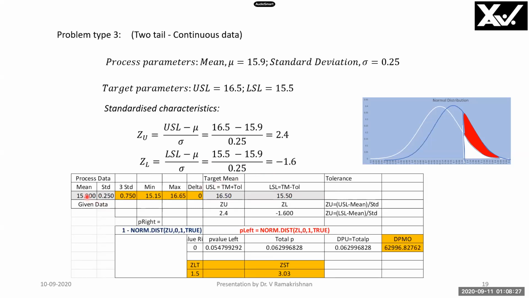See here, what I'm doing is substituting all this in the formula. Here I'm getting the p-value left for this.